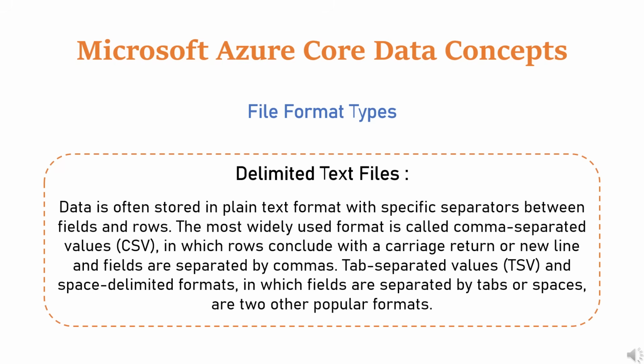Delimited text files. Data is often stored in plain text format with specific separators between fields and rows. The most widely used format is called comma-separated values, in which rows conclude with a carriage return or new line and fields are separated by commas. Tab-separated values and space-delimited formats, in which fields are separated by tabs or spaces, are two other popular formats.